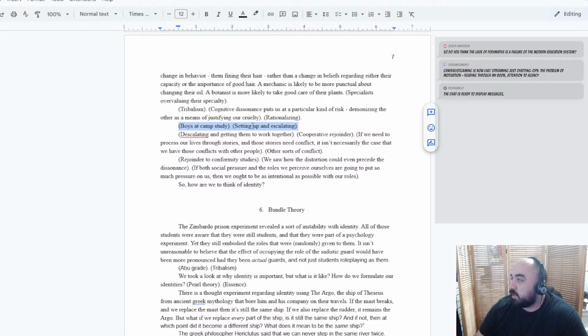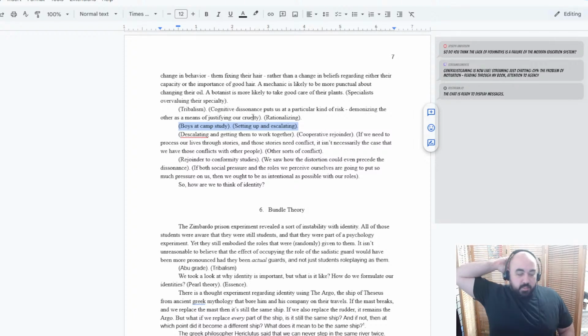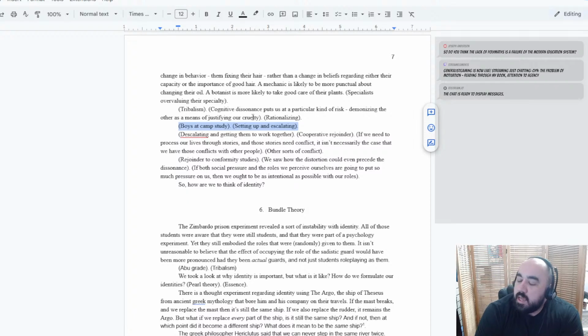Do you think the lack of polymaths is a failure of the modern education system? I'm not sure, because the problem is that knowledge needs to be increasingly specialized in a lot of ways. Because the depth of knowledge of various spheres required to actually properly reach it is way more specialized now than it used to be. And so for some questions, it takes 10 years to actually figure it out.